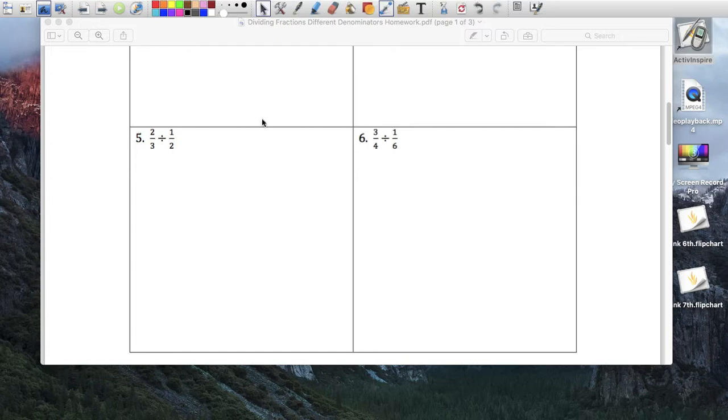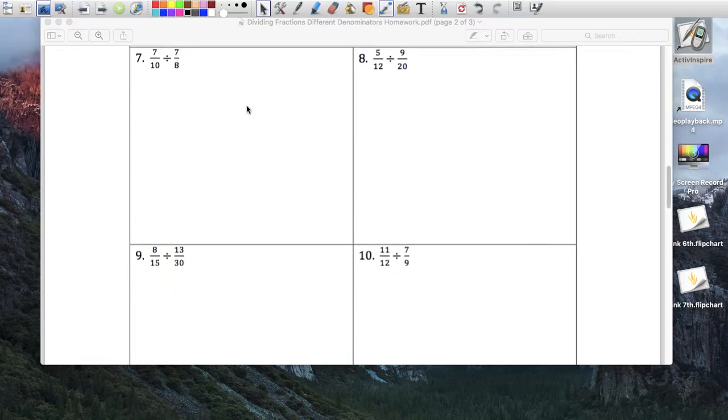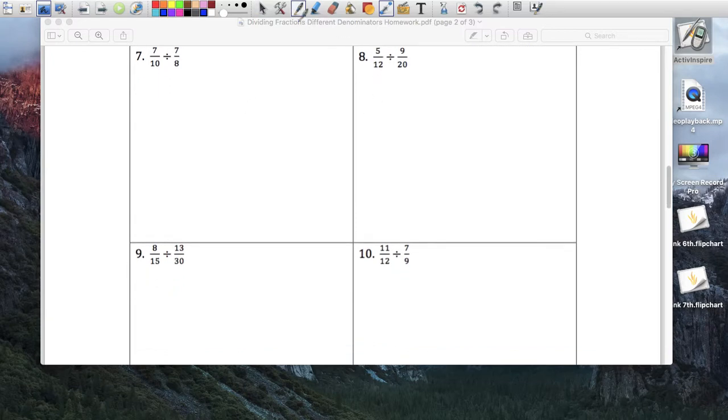I'll move to the next page. Next page, it says solve by crossing out denominators. You don't need to model. So this one is just pure arithmetic here. So let's pick number 8.